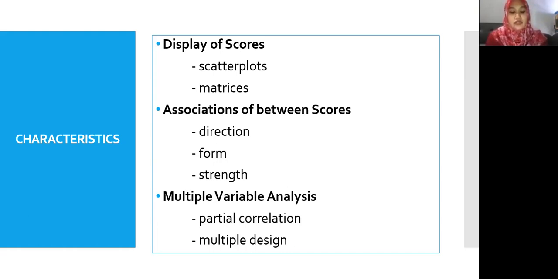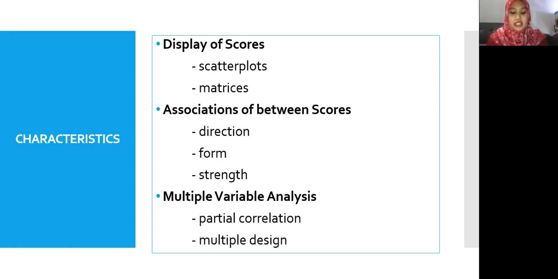Okay, and then for form, we have four shapes or four types of form. The first is positive linear relationship, and then negative linear relationship, and uncorrelated and non-linear relationship, and the last one is a curvilinear distribution. And then for multiple variable analysis, we have partial correlation and multiple design.